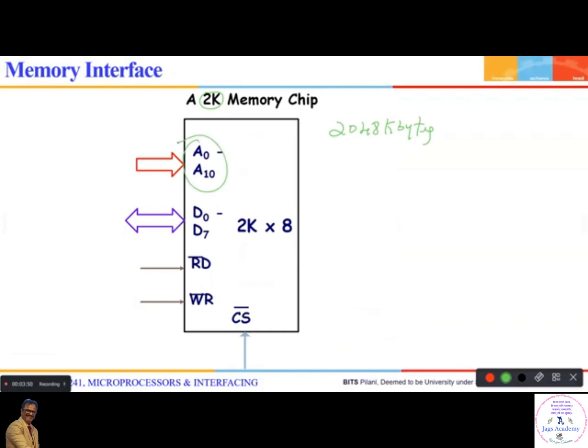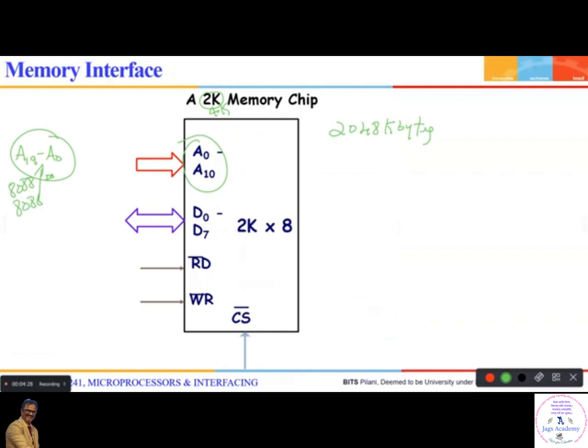Now can you tell me, if this memory is supposed to be 4K, how many address lines are required? 12 address lines. What is the total number of address lines you have with the 8086 microprocessor? 20. You have A19 to A0. The total available address lines for the 8086 microprocessor is 20. For the 8088 processor, also 20.